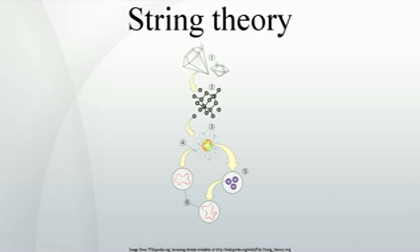String theory was first studied in the late 1960s as a theory of the strong nuclear force before being abandoned in favor of the theory of quantum chromodynamics. Subsequently, it was realized that the very properties that made string theory unsuitable as a theory of nuclear physics made it an outstanding candidate for a quantum theory of gravity. Five consistent versions of string theory were developed before it was realized in the mid-1990s that these theories could be obtained as different limits of a conjectured 11-dimensional theory called M-theory.